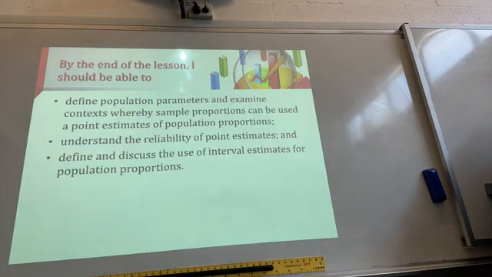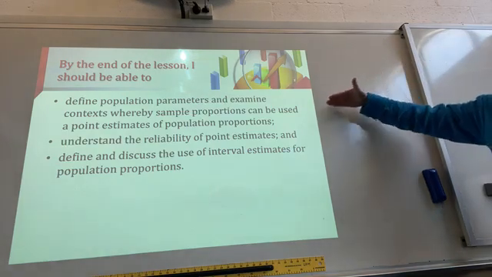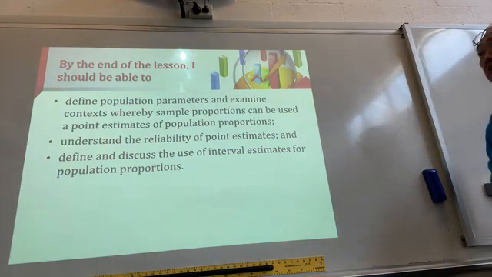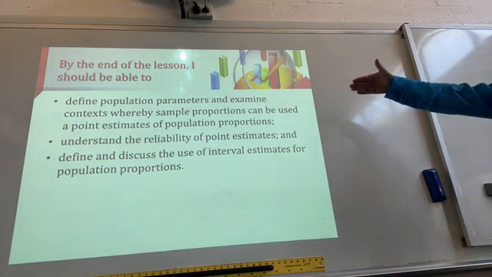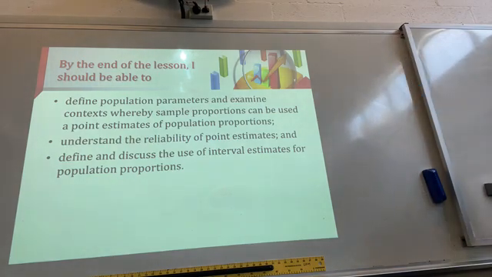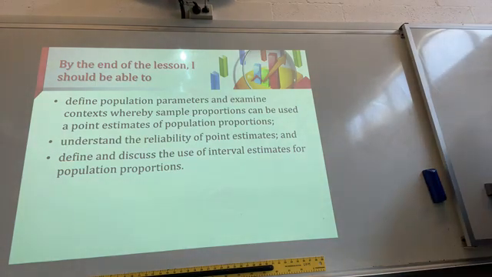So what today we need to know is to think about what the population parameters are and examine contexts where sample proportions can be used as a point estimate of a population proportion, understand the reliability of point estimates, and define and discuss the use of interval estimates for population proportion.